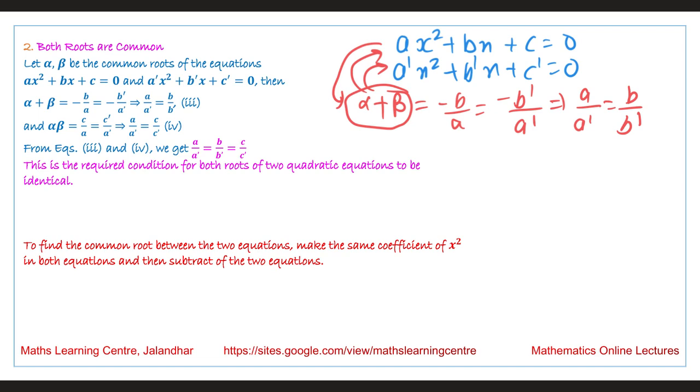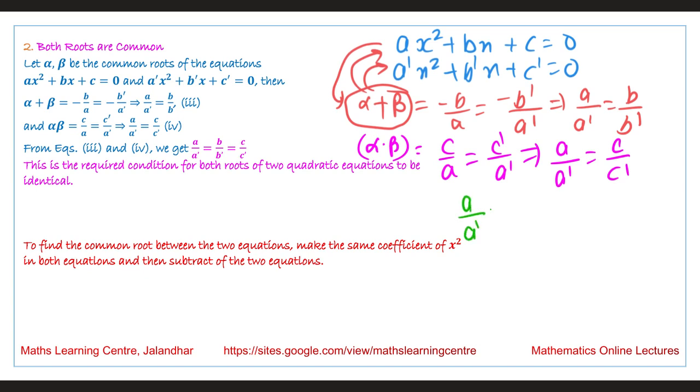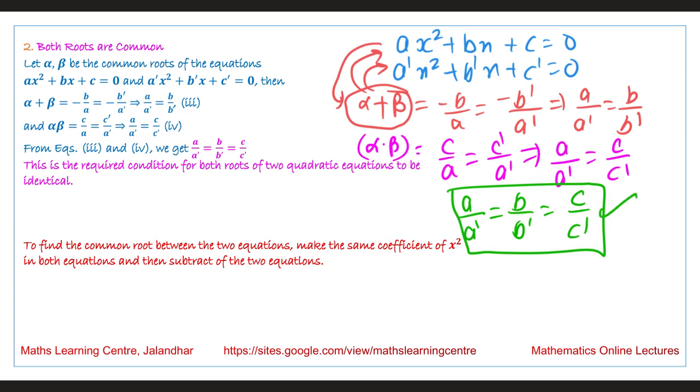and the product of the roots should be the same. Alpha into beta equals c/a, which equals c'/a'. So this implies a/a' is equal to c/c'. Combining these results, we obtain that a/a' = b/b' = c/c'. If this condition holds, then we say that both the roots are common.